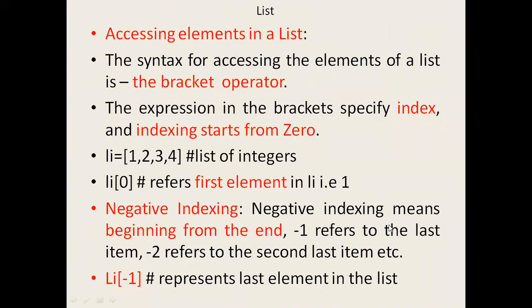Then how can we access the elements of the list? It is exactly like accessing an element in an array by using an index. We should use the bracket operator and pass the index in it. Indexing in Python starts from 0. For example, if I had the same list li is equal to 1, 2, 3, 4, then to access the first element I need to pass li of 0. Li of 0 refers to the first element in the list, which in this example is 1. We can also use negative indexing. If I say li of -1, it will be counted from the end. So li of -1 represents the last element in the list.